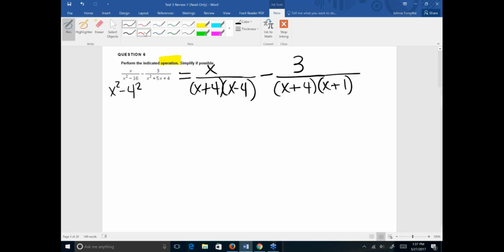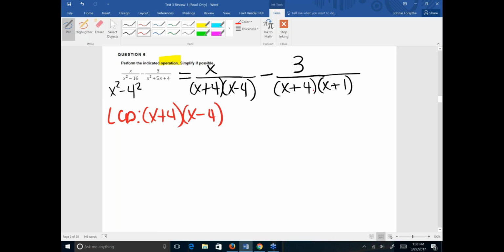So now we need a least common denominator. So the least common denominator needs to include all of the factors in all of the denominators. So pay attention. So let's see, the first rational expression has an x plus 4. That needs to be in there. It also has an x minus 4.